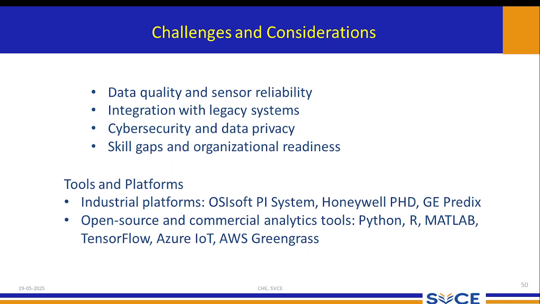Coming to the challenges and considerations: data quality and sensor reliability, integration with legacy systems, cybersecurity and data privacy, skill gaps and organizational readiness. Tools and platforms: industrial platforms such as OSIsoft PI system, Honeywell PHD, GE Predix; and open source such as Python, R programming, MATLAB, TensorFlow, Azure IoT, Internet of Things, AWS Greengrass. I am not familiar with some of these, for example TensorFlow and Azure IoT. Just go and explore, try to do the things.